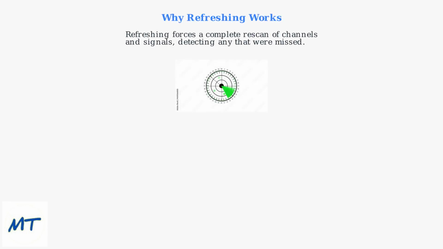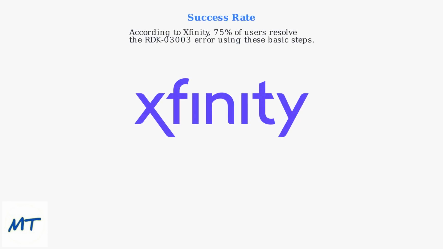Refreshing the signal performs a comprehensive rescan. This process forces your device to search again for available channels and signals, often finding ones that were temporarily lost or undetected. These steps are highly effective. Xfinity reports that 75% of RDK-03003 errors are resolved through this simple process of checking connections, rebooting, and refreshing.